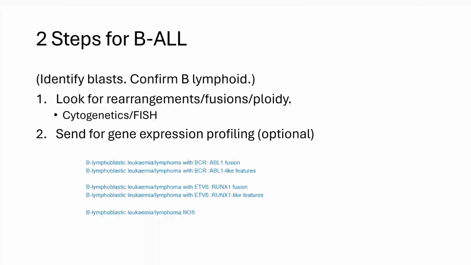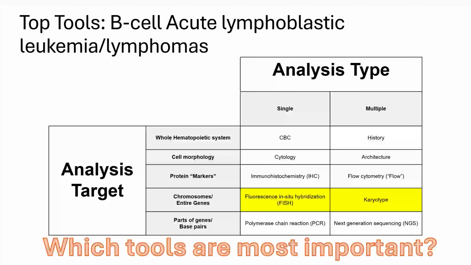So BALL with BCR-ABL 1-like features and BALL with BCR-ABL 1 fusion have similar gene expression profiles. However, BALL with BCR-ABL 1-like features lacks the BCR-ABL 1 fusion. With these in mind, the top tool for B acute lymphoblastic leukemia lymphoma subtyping I would consider to be FISH and karyotype, because then we can identify the named fusions, rearrangements, or changes in diploidy.